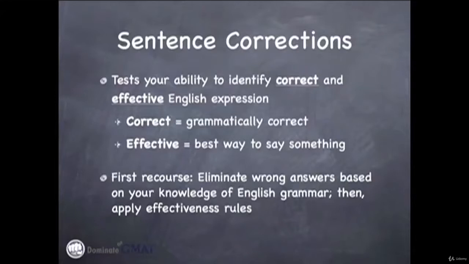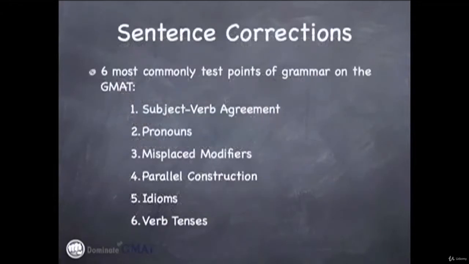We look at the answer choices for clues as to what some of the differences might be, and then we filter those through our checklist and our knowledge of the points of grammar I'm about to teach. And only then would we apply those effectiveness rules if there are a couple of answer choices left that are technically grammatically correct. That doesn't happen often, by the way. You're going to be able to zero in on correct answers if you master what we're about to teach. And again, the 6 commonly tested points of grammar on the GMAT are subject-verb agreement, pronouns, misplaced modifiers, parallel construction, idioms, and verb tenses.